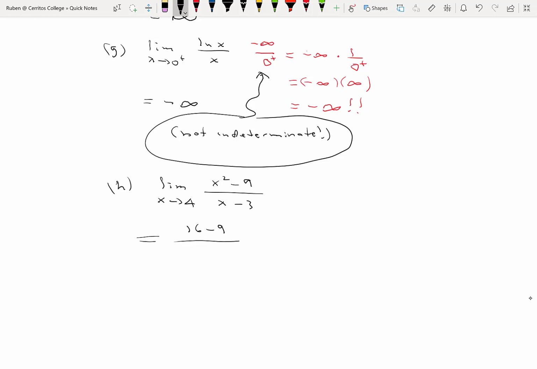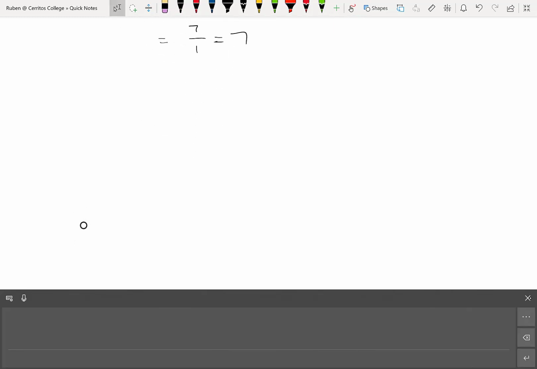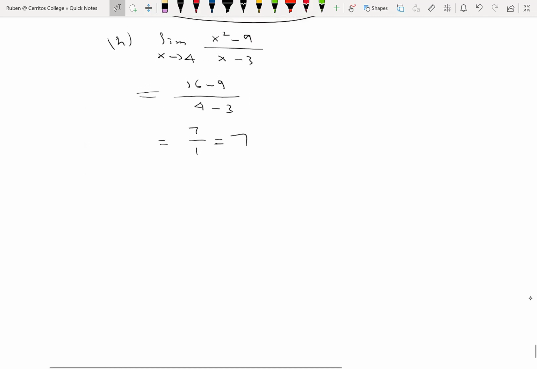As x approaches 4, the denominator approaches 4 minus 3. So 16 minus 9 is 7, over 1. This limit is 7. No L'Hopital's used. So don't just start using L'Hopital's rule every time you see a fractional expression, okay? The function you're evaluating the limit of must be indeterminate. Must be, okay?